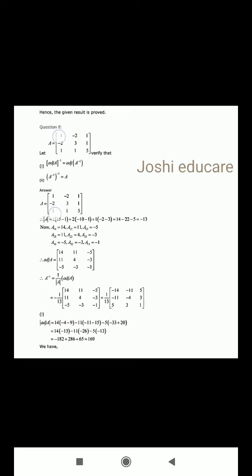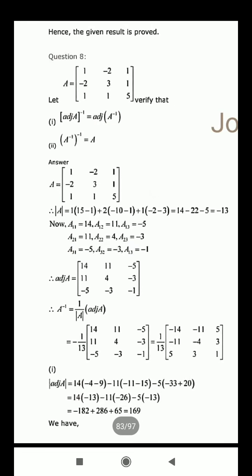To solve the first part, what will be our working steps? First of all, we will find the adjoint of A and then we will calculate the inverse of that. Consider the adjoint of A as one matrix, which we can represent by B, and then we find B inverse. On the right hand side, first you will find A inverse and then take the adjoint of that, meaning you represent A inverse by C. So you have to find the adjoint of C.